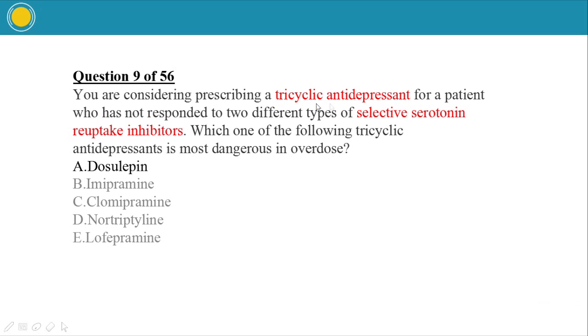OK, question number 9. You are considering prescribing a tricyclic antidepressant for a patient who has not responded to two different types of selective serotonin reuptake inhibitors. Which of the following tricyclic antidepressants is most dangerous in overdose? 好,那么用了 SSRI 之后效果不好,考虑换药,换成三环类抗抑郁药,tricyclic antidepressant。那么下面哪个三环类抗抑郁药容易产生 overdose 中毒剂量呢?A dosulepin, imipramine, clomipramine, nortriptyline, lofepramine.